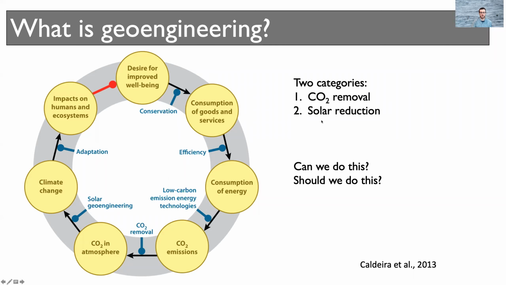And then the second is solar reduction. So that's actually reducing incoming solar radiation. And so really where geoengineering sits in this circle diagram of different ways you can address climate change, geoengineering tries to break the link between CO2 emissions and CO2 going into the atmosphere, that's CO2 removal, or the impact of CO2 in the atmosphere causing climate change. So solar geoengineering is trying to reduce the energy forcing.